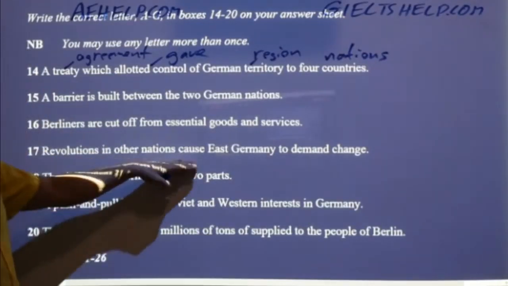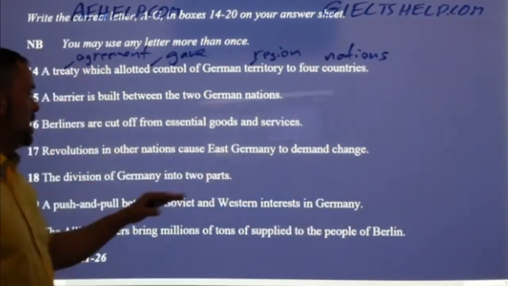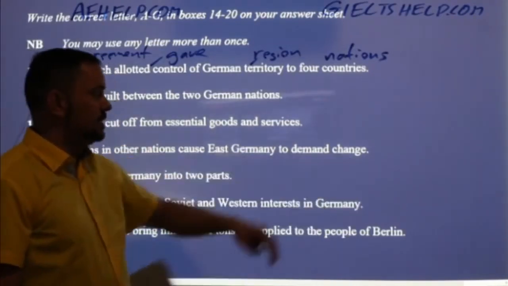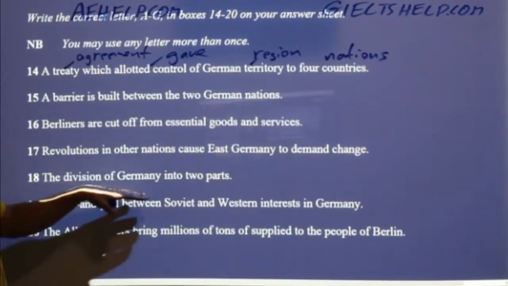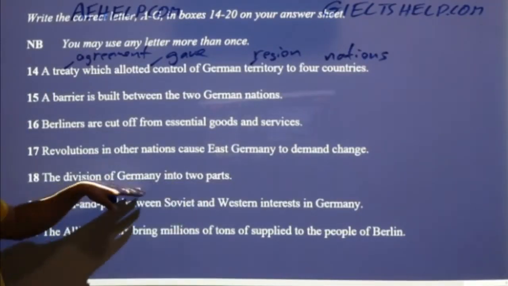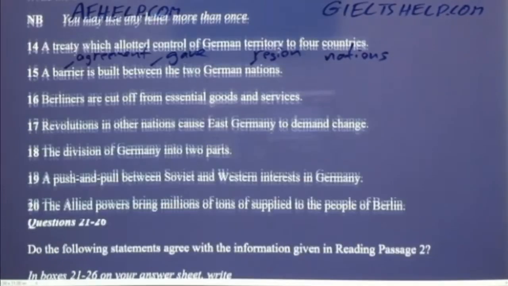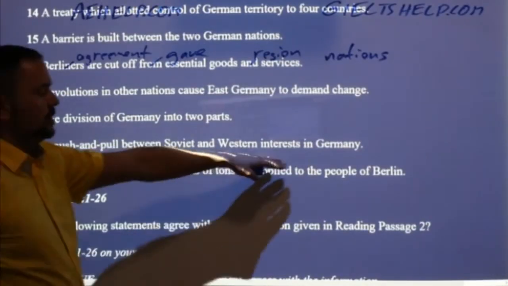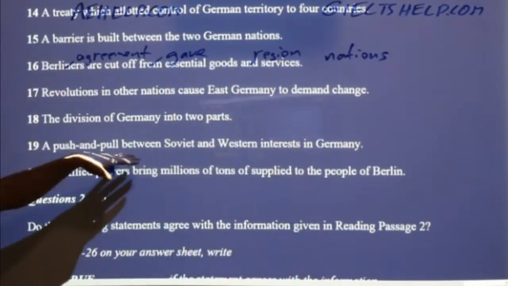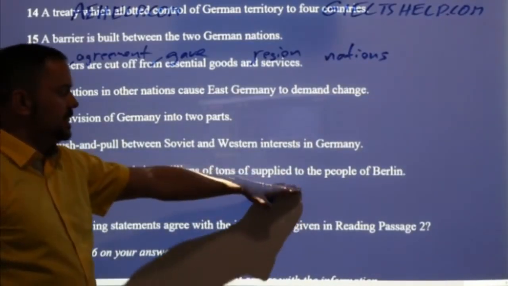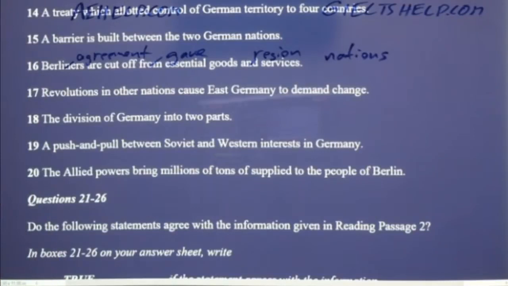Revolutions in other nations cause East Germany to demand change. Uprisings in other countries lead East Germany to want different situations. The division of Germany into 2 parts, the separation of Germany into 2 territories. A push and pull between Soviet and Western interests in Germany, a struggle between Soviet and Western interests in Germany. The Allied powers bring millions of tons of supplies to the people of Berlin. Okay. All right. So there we go.